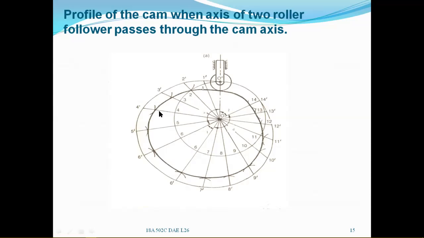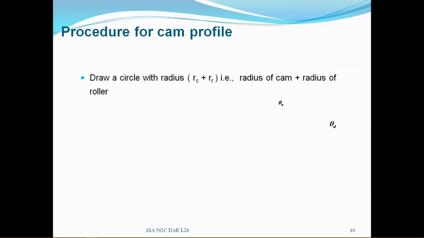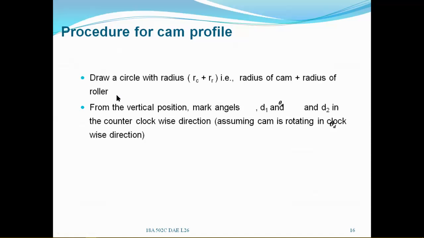So let us see once again the procedure for the cam profile. Draw a circle with radius RC plus R, that is, radius of cam plus radius of roller. Draw the vertical position and mark angles theta: outstroke, return stroke, dwell period 1 and dwell period 2 in the counterclockwise direction, assuming the cam is rotating in the clockwise direction.